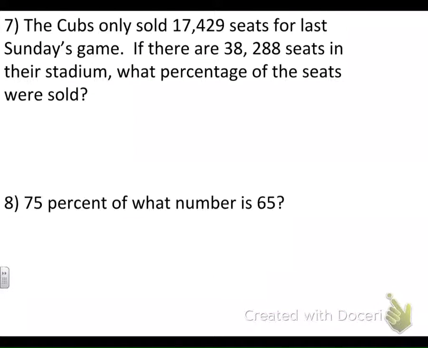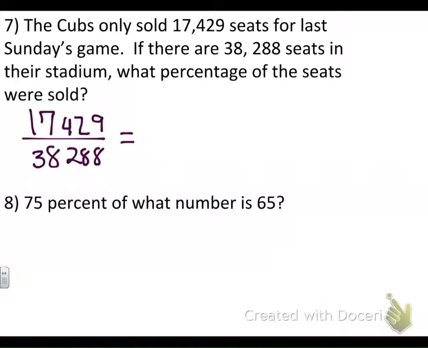Okay, the Cubs only sold 17,429 seats for last Sunday's game. There are 38,288 seats in their stadium. What percentage of the seats were sold? Okay, so 17,429 over 38,288 equals percent. I'm going to call this X over 100. So cross multiply.